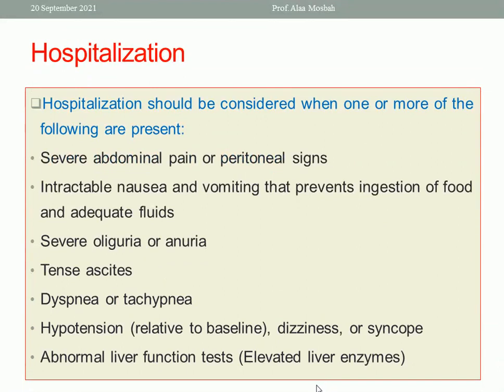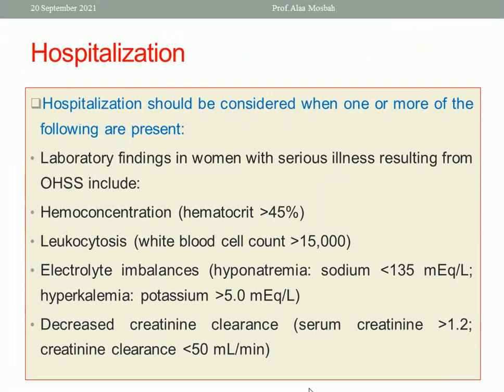And the hospitalization is considered when one or more of the following are present: severe oliguria or anuria, severe abdominal pain, intractable nausea and vomiting, tense ascites, dyspnea and tachypnea, hypotension, dizziness, syncopal attacks, elevated liver enzymes, hemoconcentration, hematocrit more than 45, leukocytosis more than 15,000, hyponatremia and hyperkalemia, decreased creatinine clearance less than 50 milliliters per minute, and increased serum creatinine more than 1.2.